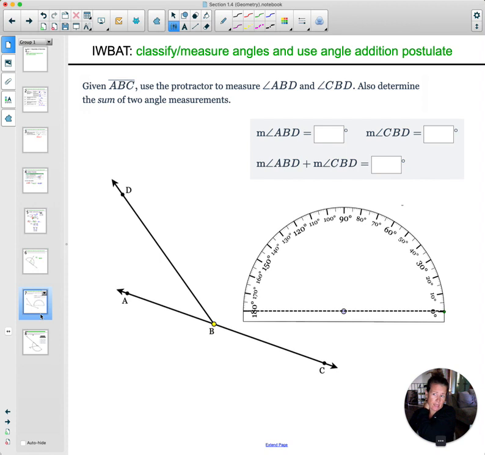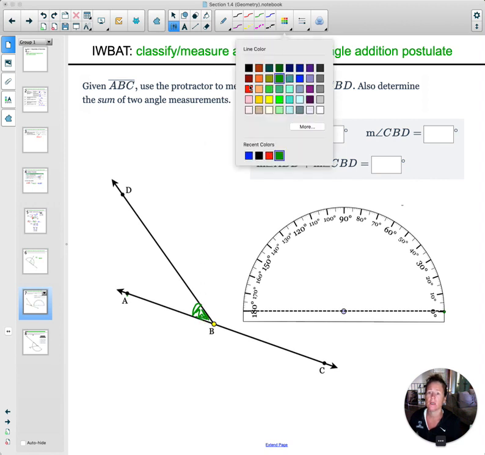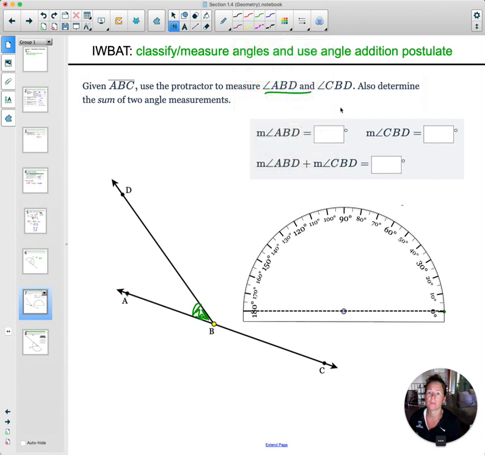So now this one says, given straight angle ABC, use the protractor to measure angle ABD. So ABD is this one. If I follow it with my pen, that's that angle. And then it also wants me to measure angle CBD. So CBD is here, this bigger angle, this obtuse angle. So I want to measure both of those.